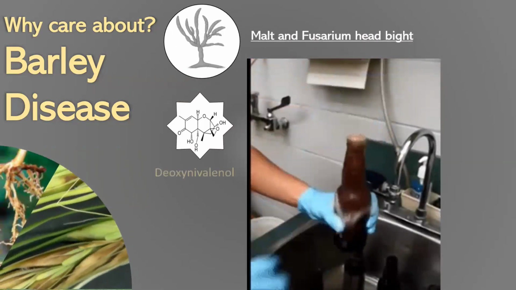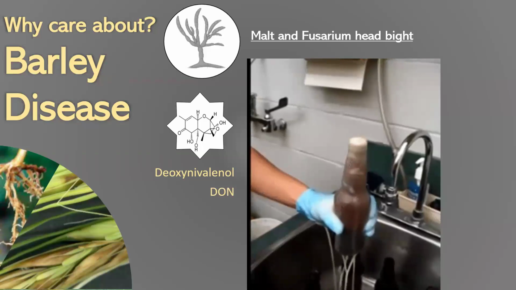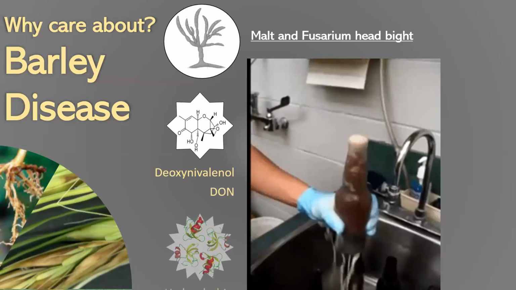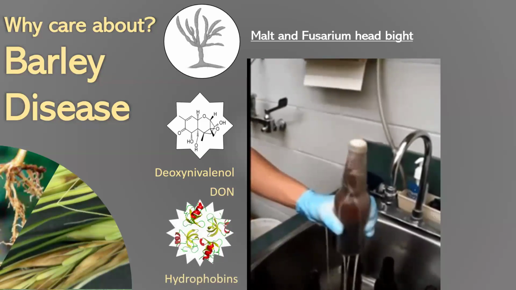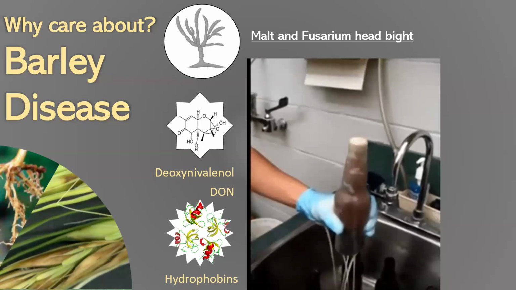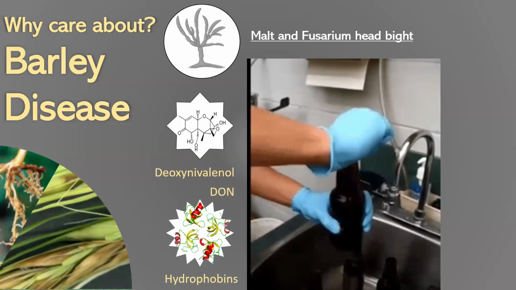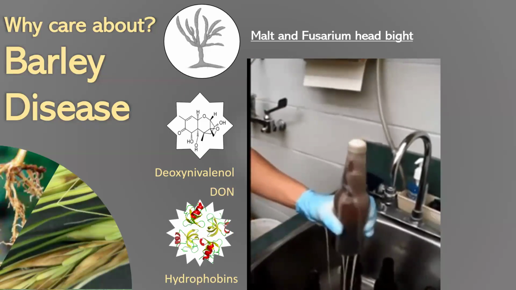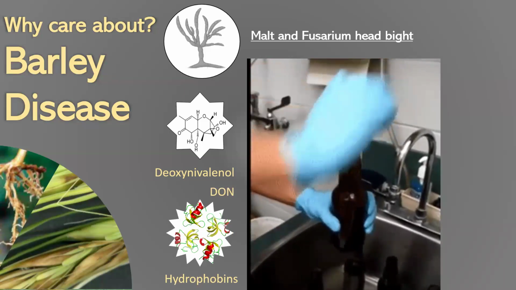Of course, our major problem that we were talking about with malt is Fusarium head blight, with DON and also the hydrophobins contributing to the beer challenge that we know of as gushing, where this makes a product that is inferior for the market, and you can't have that. So we don't want that in our beer.